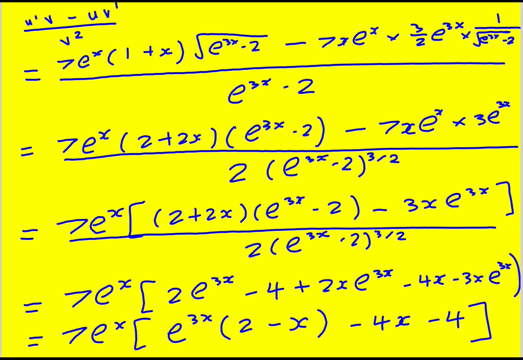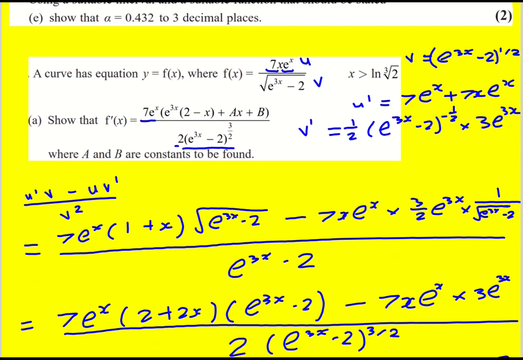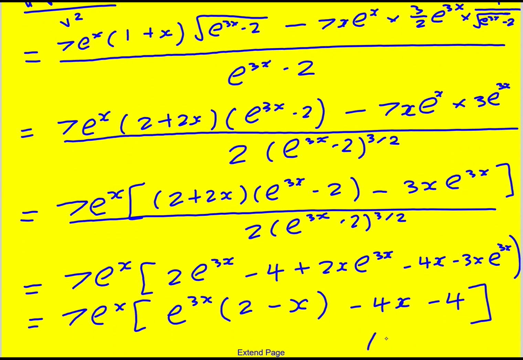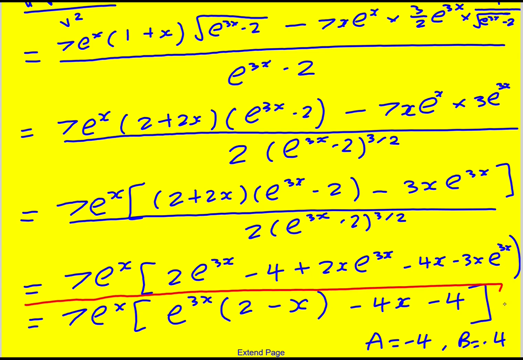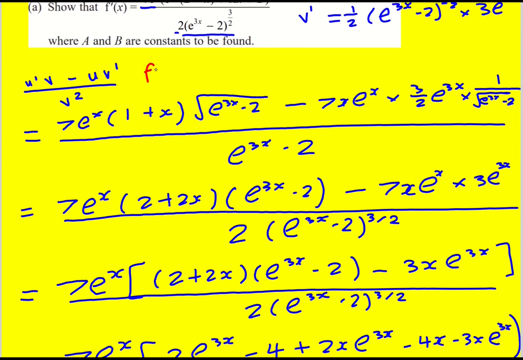And I think that is how we're asked to leave it. We had plus ax plus b. We found a and b. A is minus 4 and b is minus 4. I don't think we actually have to state them, but I'm going to here. Okay, quite technical, that, it's got to be said. I think it's easy to make a mistake, but there we go. Quotient rule, product rule, carefully combining all the terms to get our f dash x.